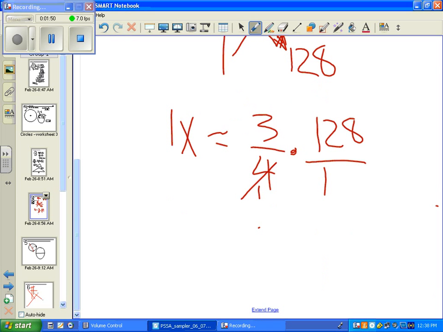So you can see that 4, we're going to cancel that out. 4 goes into 12, 32 times. 4 goes into 12, 3, and then 4 goes into 8, 2 times. So our answer is 3 times 32, which is 96 inches.